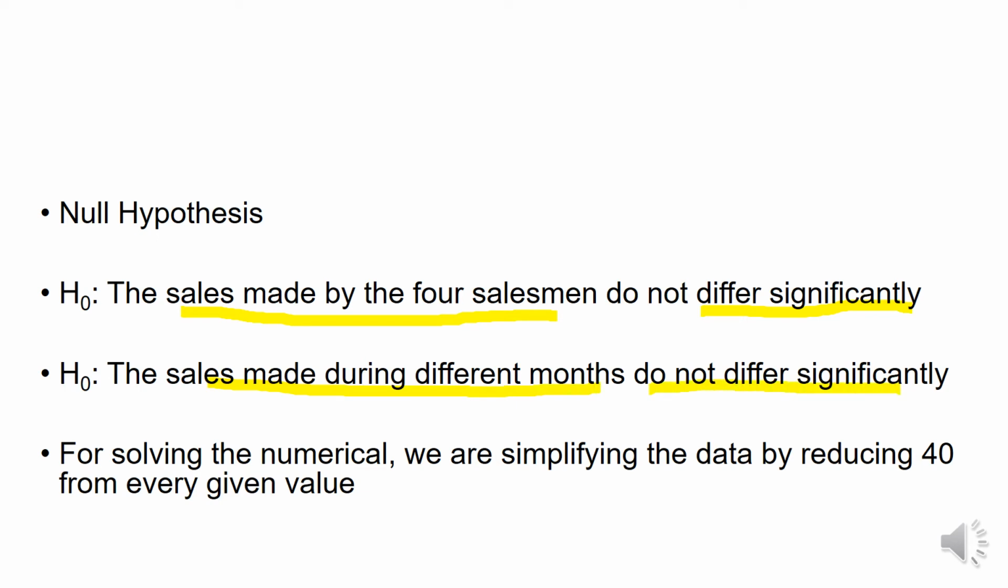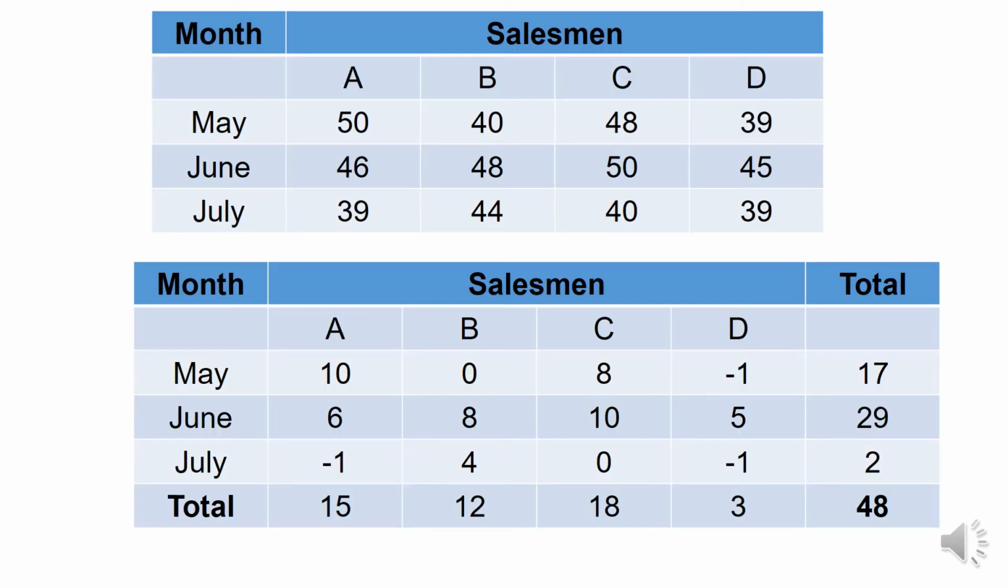Students, please understand, in the numerical, the information is given in 2 digits for every value. So what we are doing is, for the simplification purpose, we'll reduce the data for each given value by reducing 40 from every given value, which means the information given to us in the numerical is the information which is represented in the first table, that is this table. And what we'll do for our simplification purpose, we will subtract 40 units from each given value.